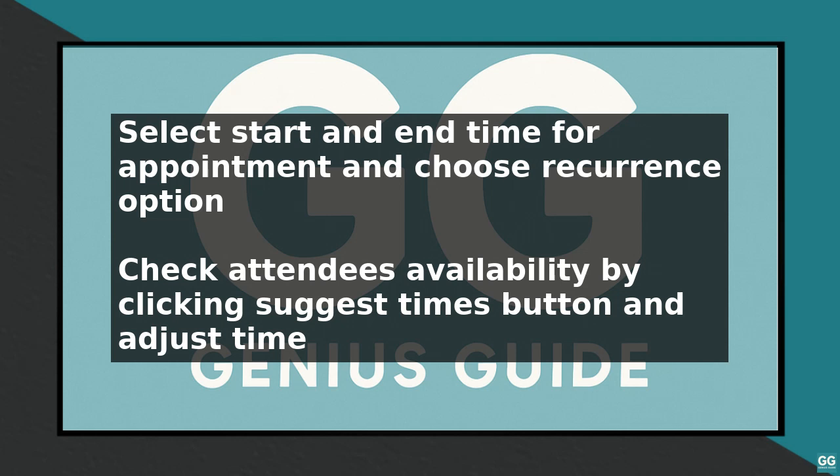You can also choose to make the appointment recurring by clicking on the Recurrence button. Before sending the appointment invite, make sure to check the availability of the attendees by clicking on the Suggest Times button. This will show you the availability of the attendees and suggest the best time for the appointment.